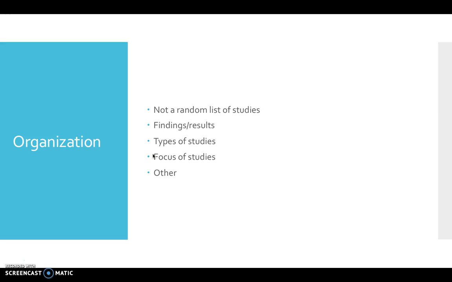All right, so the organization of your literature review is not a random list of studies. You want to organize it by findings or results. That's the main way that you want to organize it, is what the findings of the studies were. And if there are multiple studies that you have read that have similar findings or tried to look at similar topics or ideas or issues, then you want to make sure those are together in the literature review, not separated into different sections in that review.